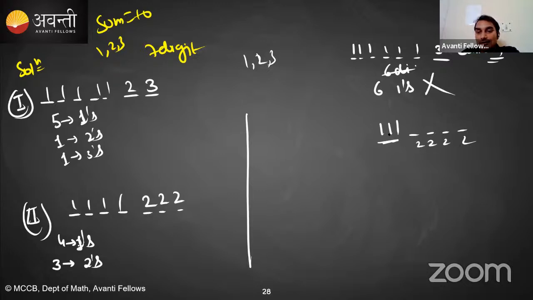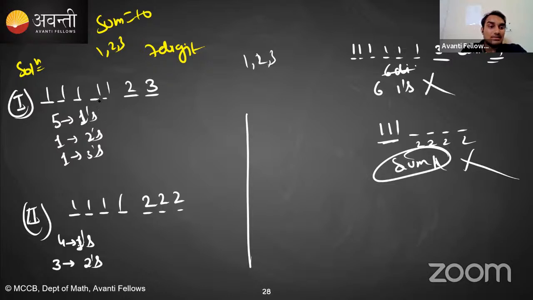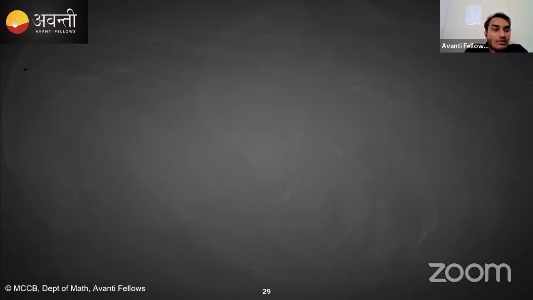So now the sum becomes 8 plus 3, 11. What sum has come? 11. So this is also not required. So only these 2 cases are possible. When these are possible, what do the required digits become? What is the required base?